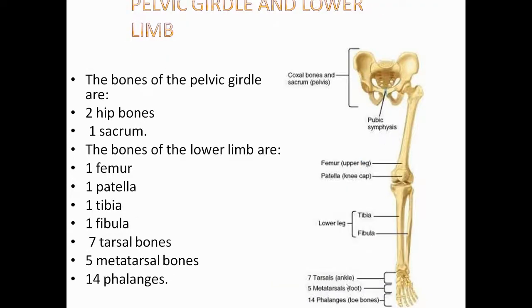Pelvic girdle and lower limb. The bones of the pelvic girdle are the hip bones and sacrum, whereas the bones of the lower limb are femur, patella, tibia, fibula, tarsal bones, metatarsals, and phalanges.